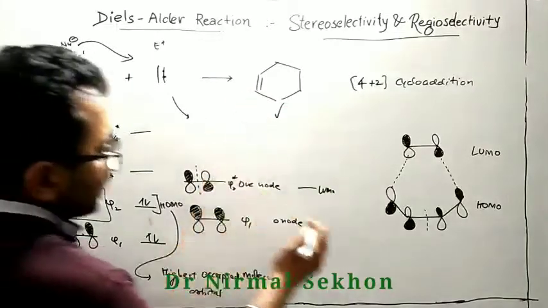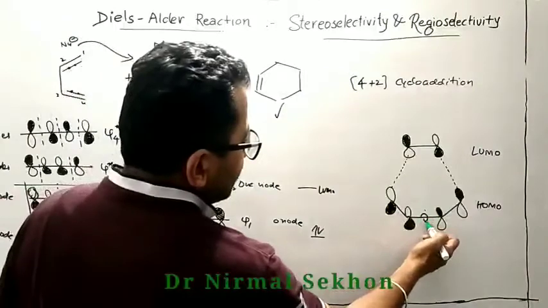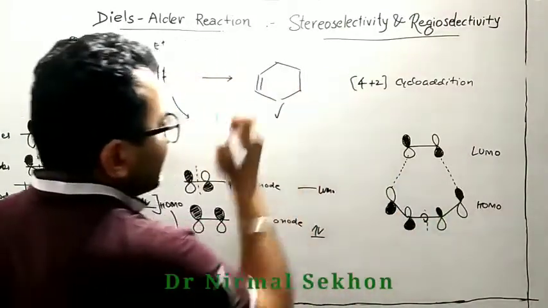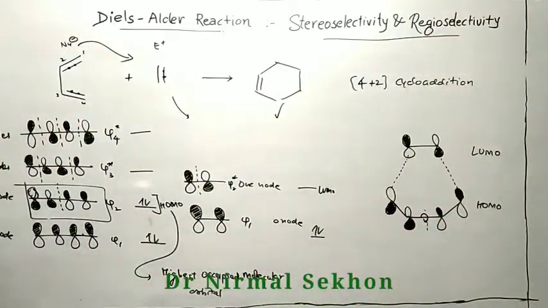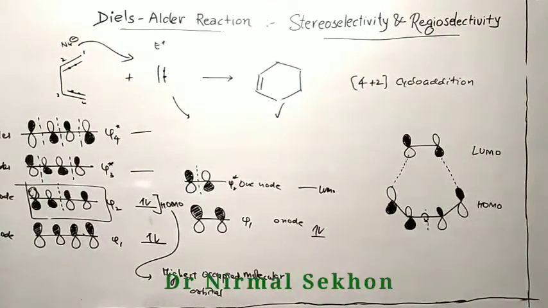Now how is this bond formed? This bond is formed by rotating these, because there is a single bond, and when these two orbitals rotate, they form a double bond here. Okay. So this is the orbital picture of this Diels Alder reaction.